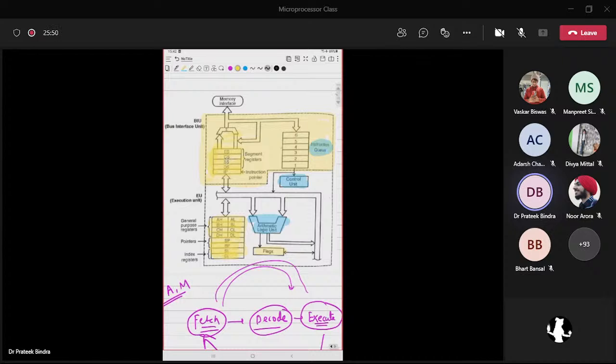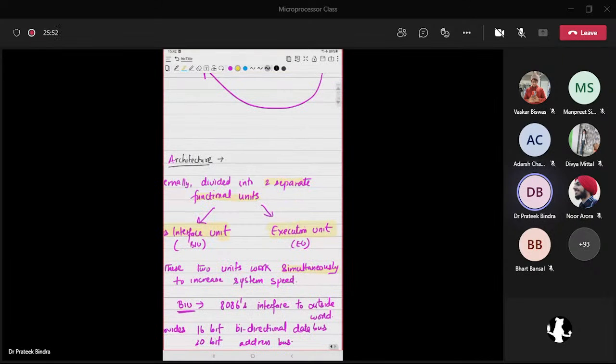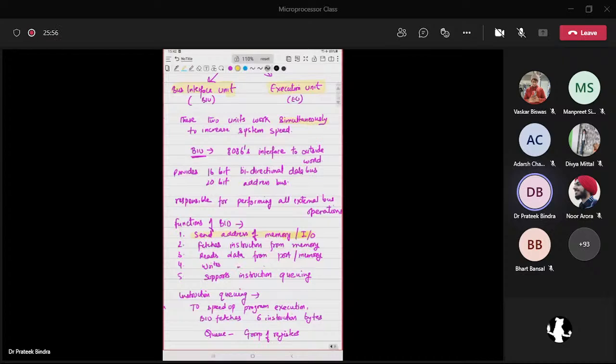So the first thing that the BIU will do is get the address of your memory from where my program is stored. The second thing, once you get the address, you will fetch the instruction from the memory, right? Fetch basically means you read the instruction which is written in the memory, and who will read this? Your microprocessor, and more precisely your BIU, is going to read whatever is placed in that particular memory location.